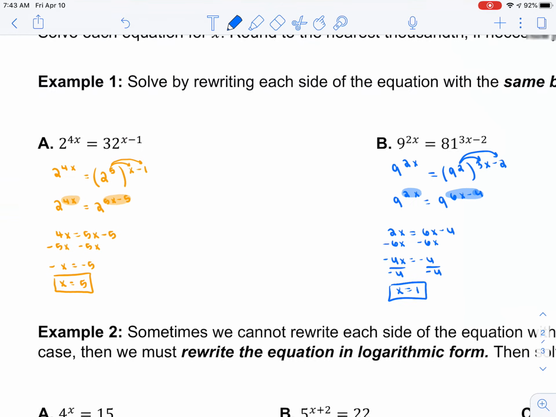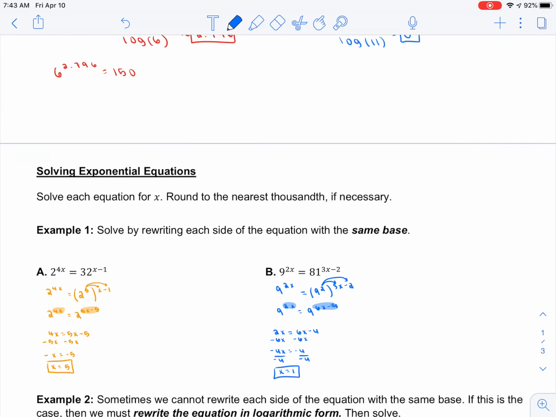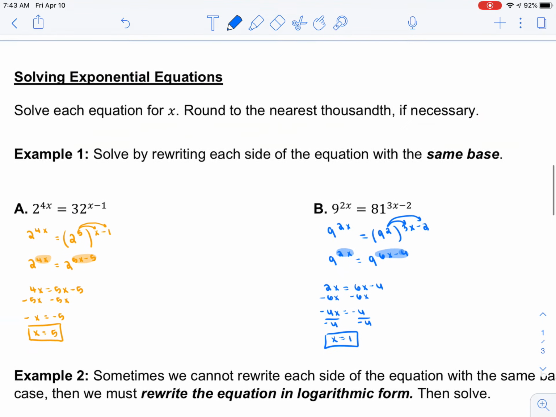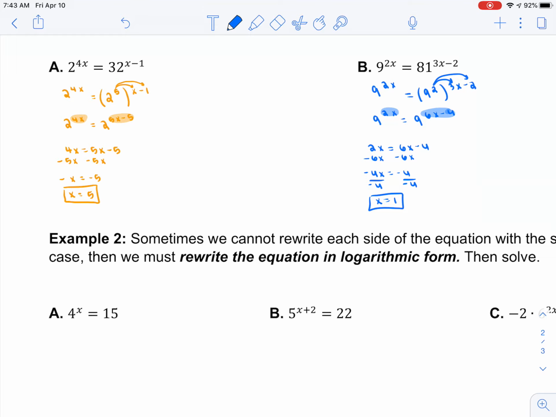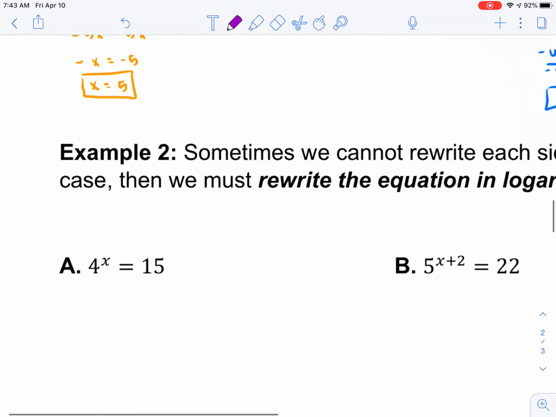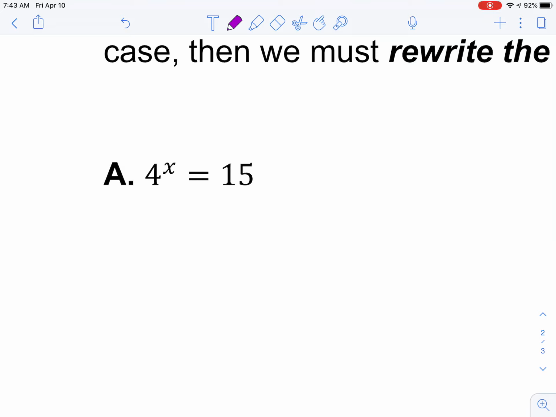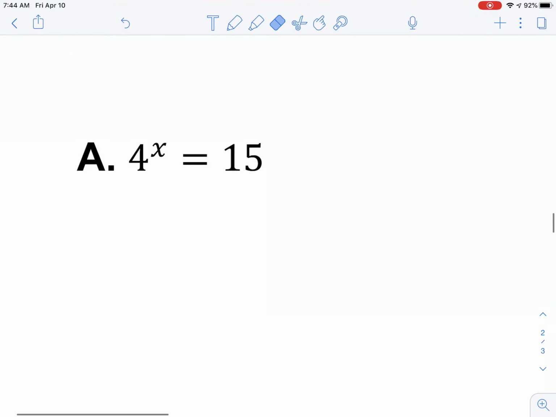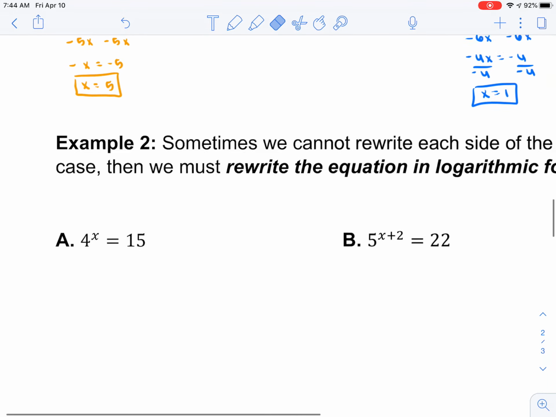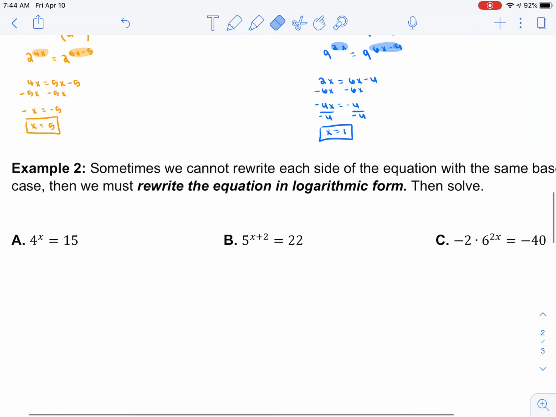Now, you may be saying, Schmear Bear, what does this have to do with what we just did up above? And there actually is a huge connection because the next set of problems we're going to look at, I would encourage you to first think about if you can get the same base on each side. But there's a dilemma here. I can't rewrite 15 with a base of 4. So the reason I wanted to show you these problems first is that sometimes you can get the same base on each side. And if so, it makes the problem so much easier to solve. But if you cannot get the same base on each side, you are going to rewrite in log form.